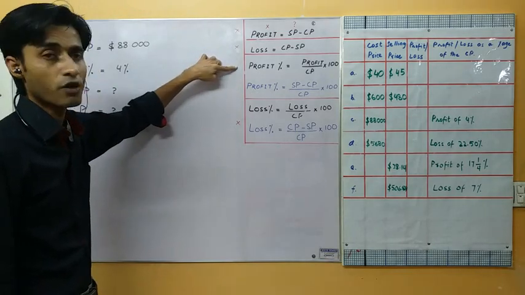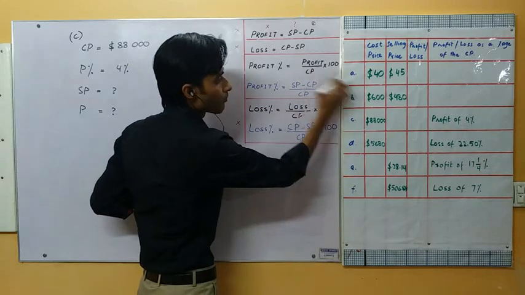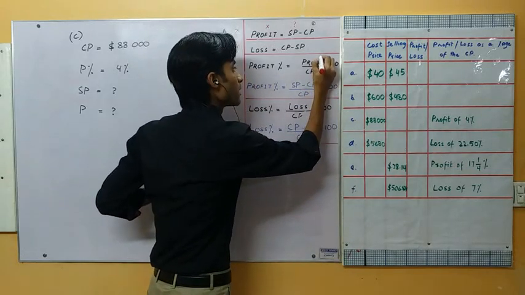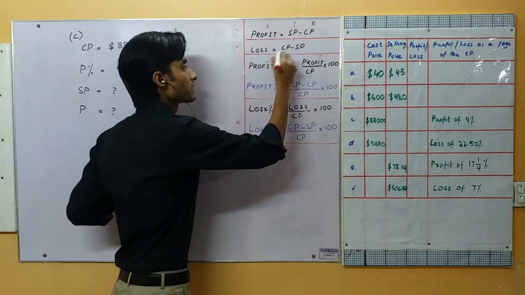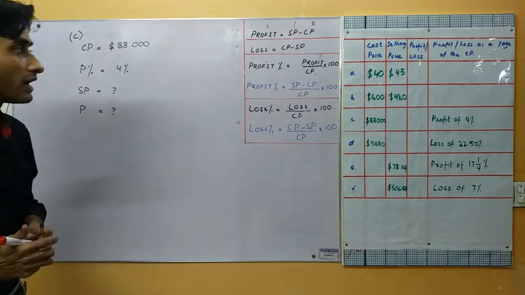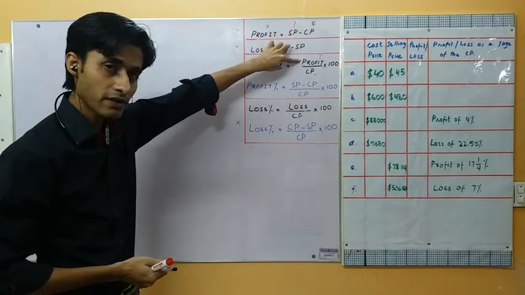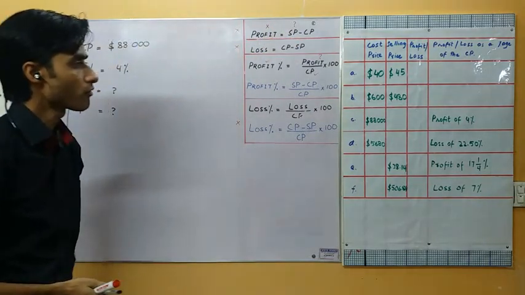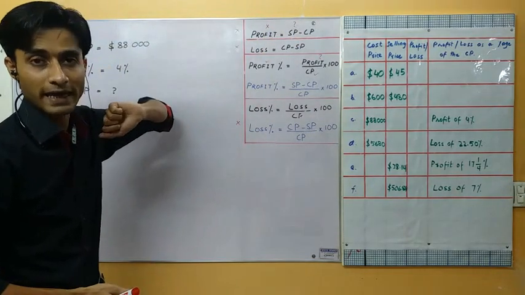If, for instance, I am using this formula, what are the things that I have to find out? Profit is one of the main unknowns, so I'll put a question mark over here. Profit is an unknown. Is profit percentage there? Yes. Is cost price there? Yes. These two things are there. If I use this formula, then I can find out profit, and once I have the profit, then I can find out selling price using this formula again.